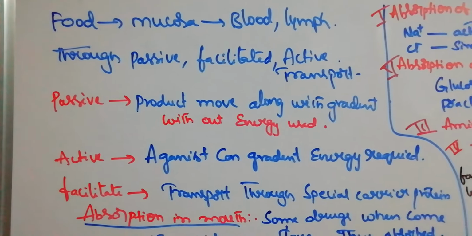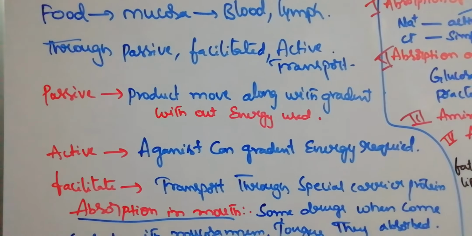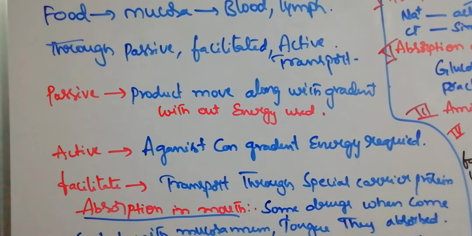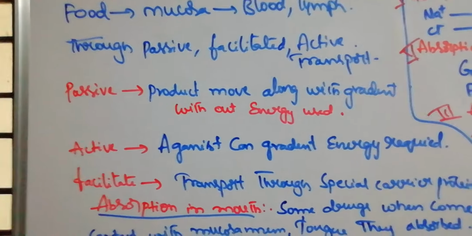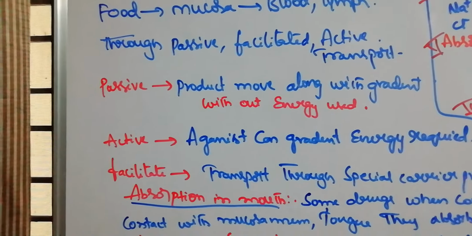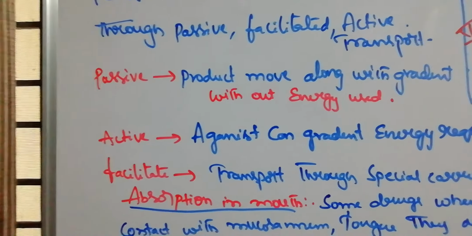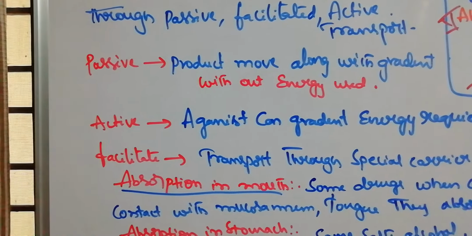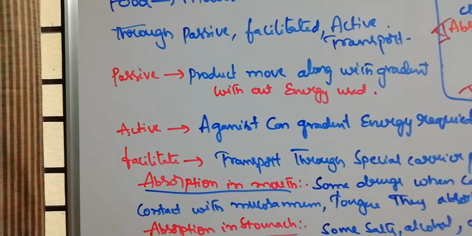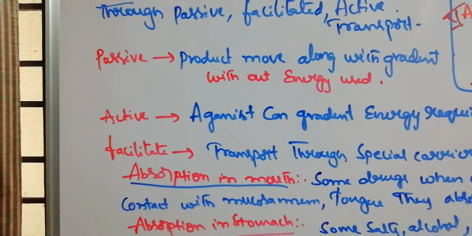Passive transport means the product is moving along the concentration gradient. So the movement takes place depending on the concentration. Here, when concentration varies, it automatically moves by simple diffusion. So the best example of passive transport is simple diffusion, and here it moves without energy expenditure. Energy is not utilized. If a concentration difference is present, it automatically moves.